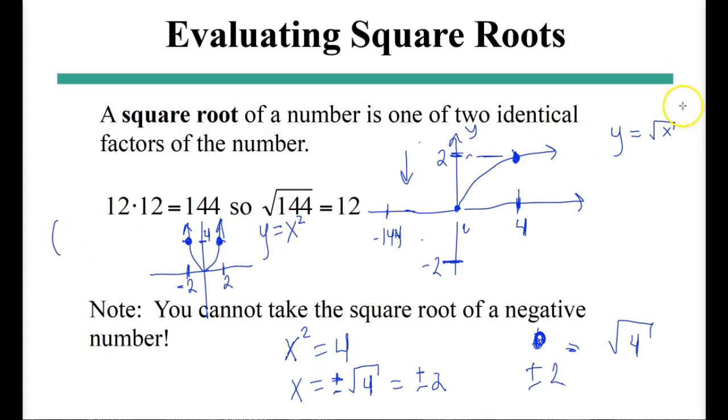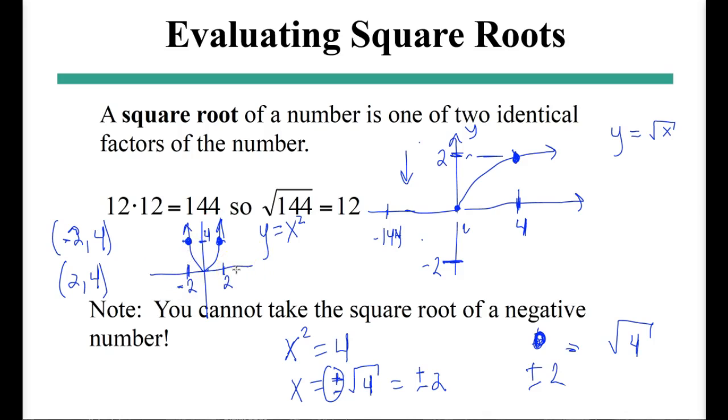Let me erase that and start over. We have these 2 points, (-2, 4) and (+2, 4). When we're solving these equations and we take the principal root, we have to write it this way, knowing that we take the square root, but then this plus or minus part is recognizing that from this graph, we know that we're going to have an answer that's on the left side of the x-axis and an answer that's on the right side of the x-axis.